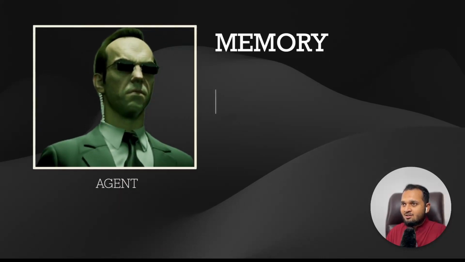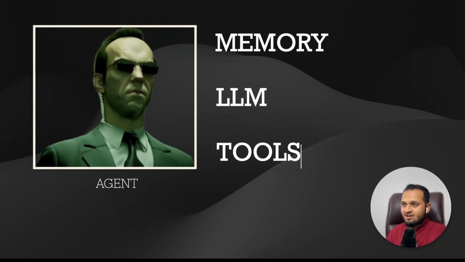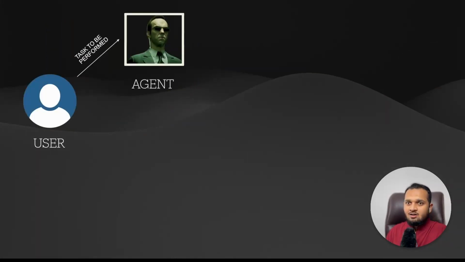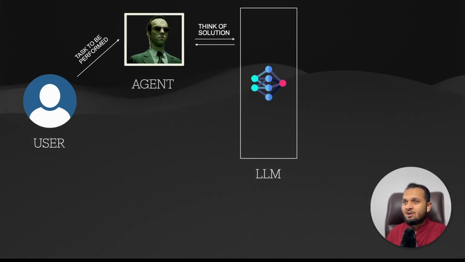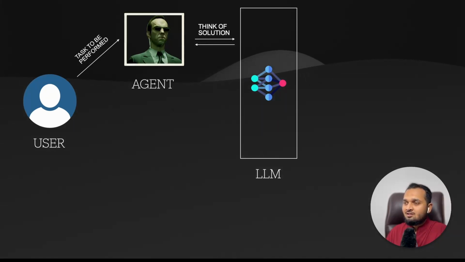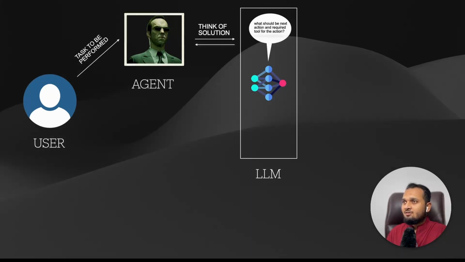Number one is memory, number two is large language models, and number three are tools. So we'll see how exactly these things work in cohesion. If a user asks an agent to perform a certain task, what will the agent do? It will think by using an LLM. So the LLM will behave like the brain of the agent, and then that task will be broken down into smaller pieces, and then the LLM will think what exactly it should do to get the output to the user. What will the LLM do? It will ask itself what should be the next action and the required tool for the action.